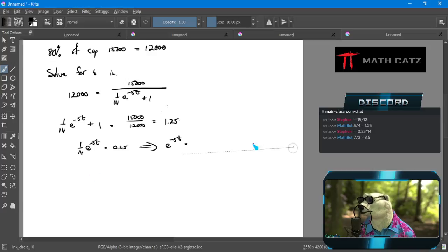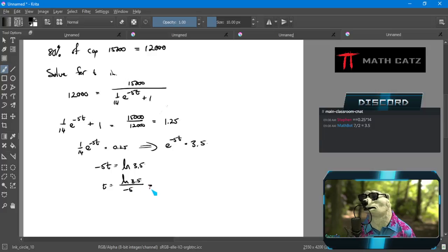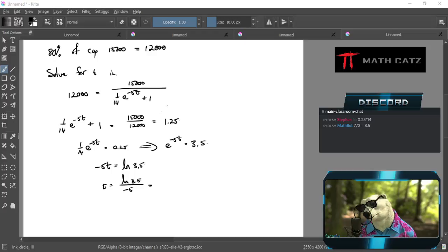So we get, as expected, 3.5. So negative 5t is the natural log of 3.5. T is the natural log of 3.5 over negative 5. Let's see what we get. Natural log of 3.5 divided by negative 5.